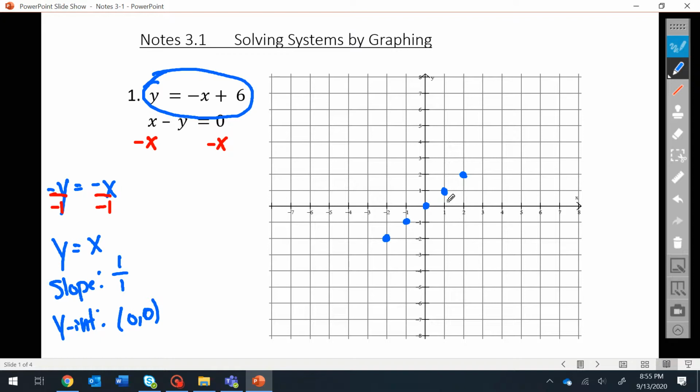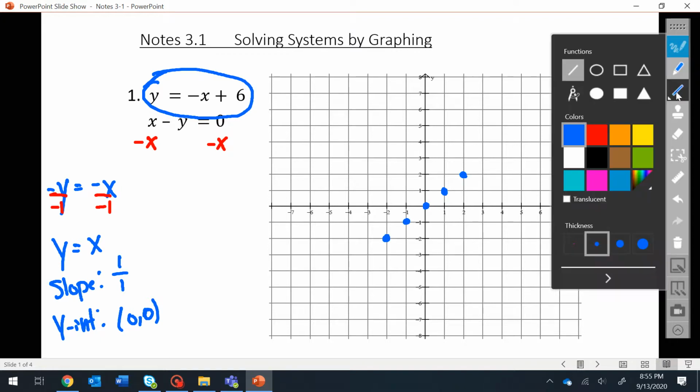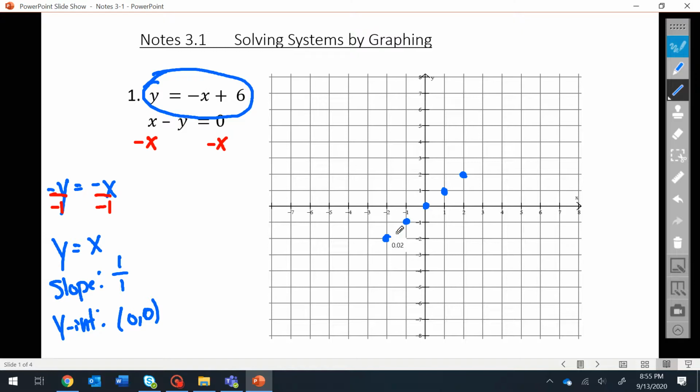But you'll notice I'm going to be graphing a lot of points for this type of problem. The reason for that is that it's going to make it easier for me to tell where they intersect if I have multiple points to work with. So here's the second line. Pretty much every ordered pair has the same x and y coordinate: 1, 1, 2, 2, 3, 3, 4, 4.